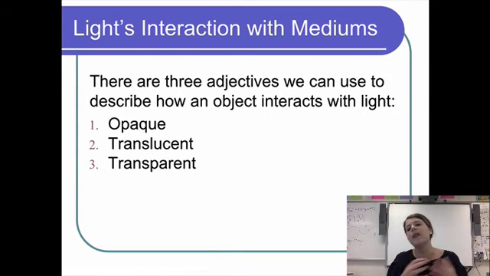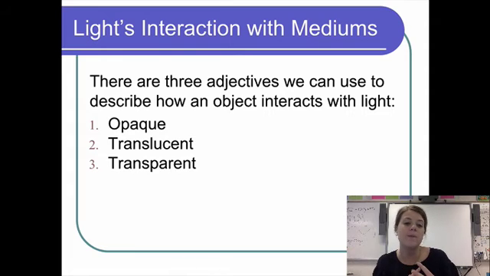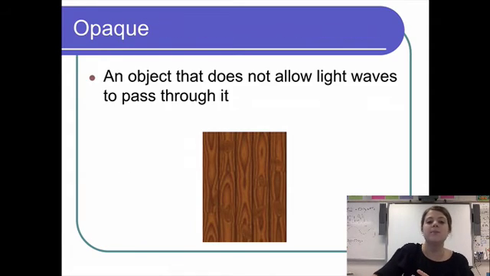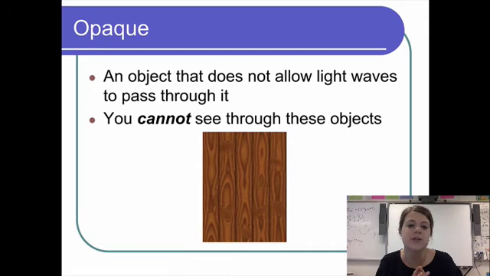So what happens when light interacts with mediums? We can use three adjectives to describe how an object interacts with light: being opaque, being translucent, or being transparent. To be opaque is when an object does not allow light waves to pass through it. So you cannot see through an opaque object. For example, my hand is opaque. I cannot see through it.